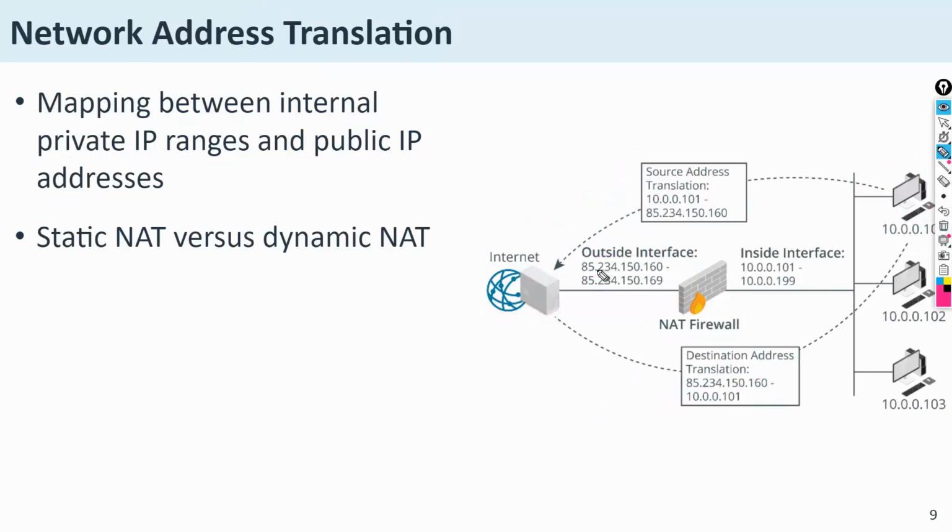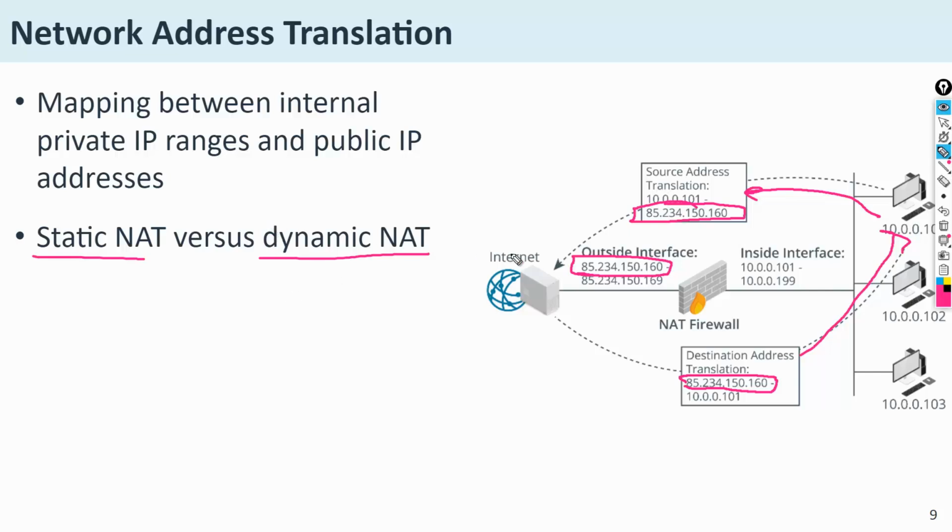Okay. So there are two types of NAT. One is static NAT, another is dynamic NAT. Static NAT is when you are mapping a specific IP address, meaning writing a rule like any traffic coming for 85.234.150.160 will be forwarded only to this network, and when the traffic comes from this, it is forwarded back only to this. It means 1-to-1 mapping, and this mapping must be static.